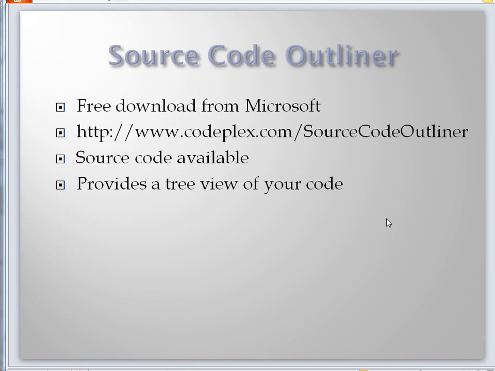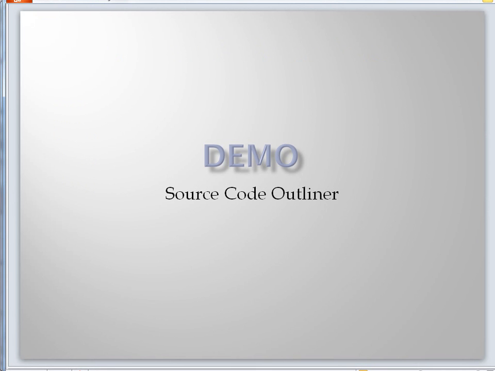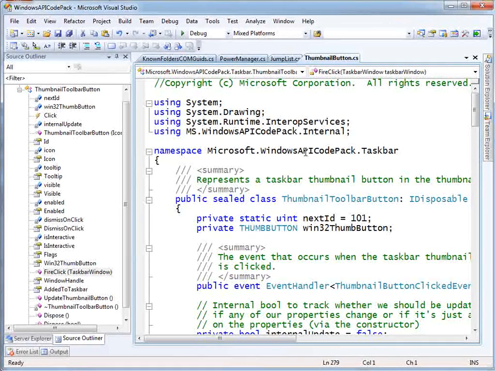The source code outliner is another pane you can put into Visual Studio, like the Solution Explorer or the Team Explorer. That gives you another way of finding your way around your code. I have a fairly large piece of C# code here, and I'd like to work through some of how this tree view works for you.